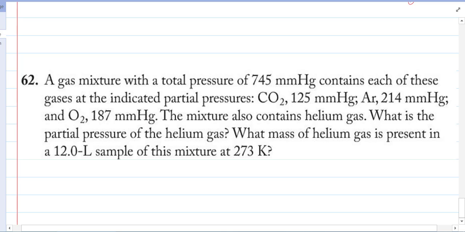A mixture with a total pressure of 745 millimeters contains each of these gases with indicated partial pressures. Okay, so my total pressure is going to equal the pressure of CO2 plus the pressure of argon, plus the pressure of oxygen gas, and the pressure of helium. The first question says, what is the partial pressure of helium gas? And what's the mass of helium gas present? And it gives you a volume and a temperature.